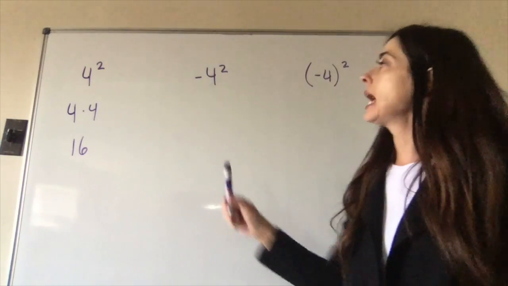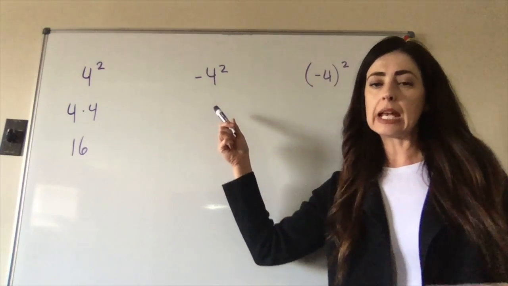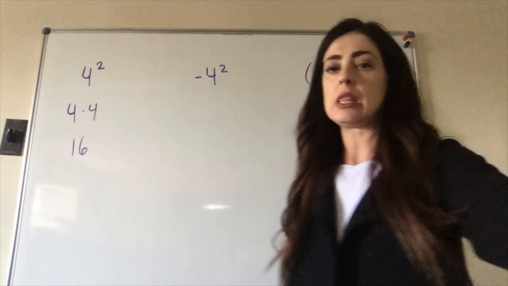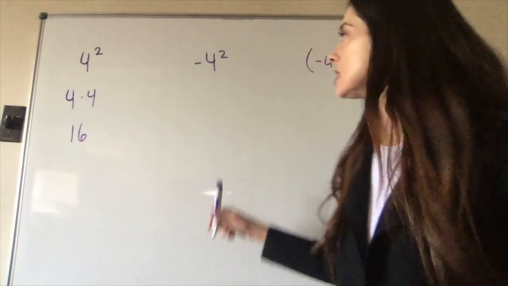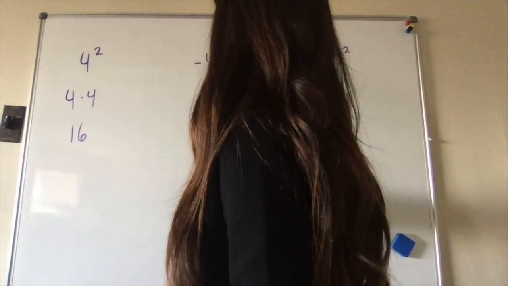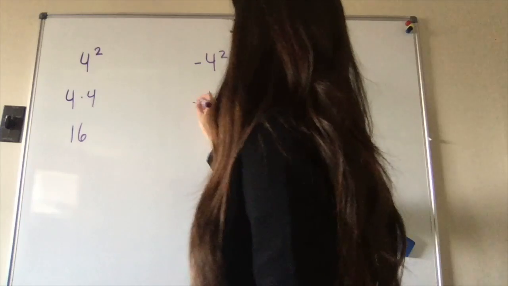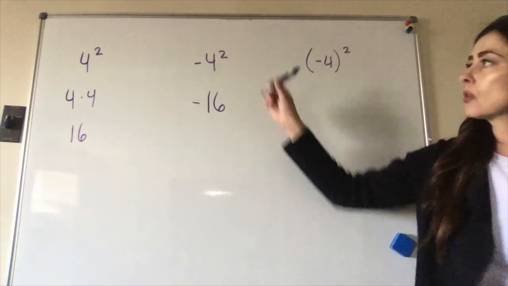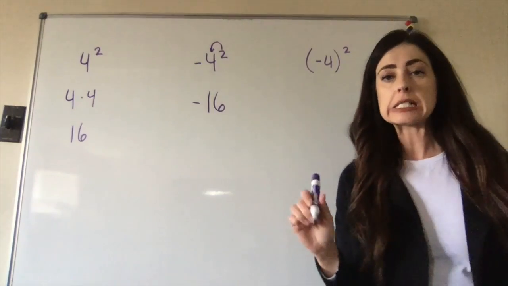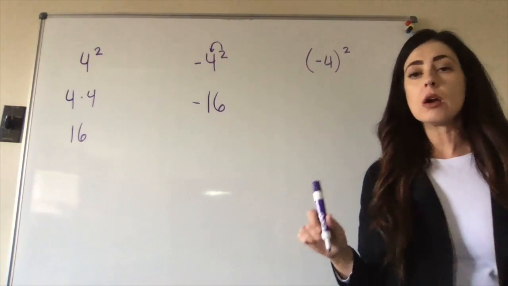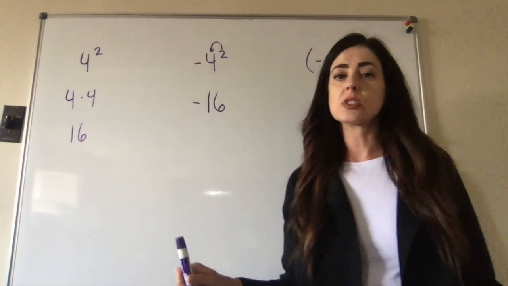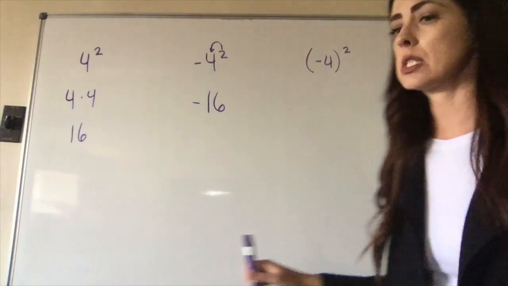All right? Now, what do we do when we see negative 4 squared? The way I want you to think about it is that negative can also mean the opposite of. So this is the opposite of 4 squared. We know that 4 squared is 16, and to make something the opposite, it's going to be negative. So think of it that the squared is only applying to the 4 and not to the negative symbol. Or think of it as the opposite of 4 squared. 4 squared is 16. The opposite is negative 16.